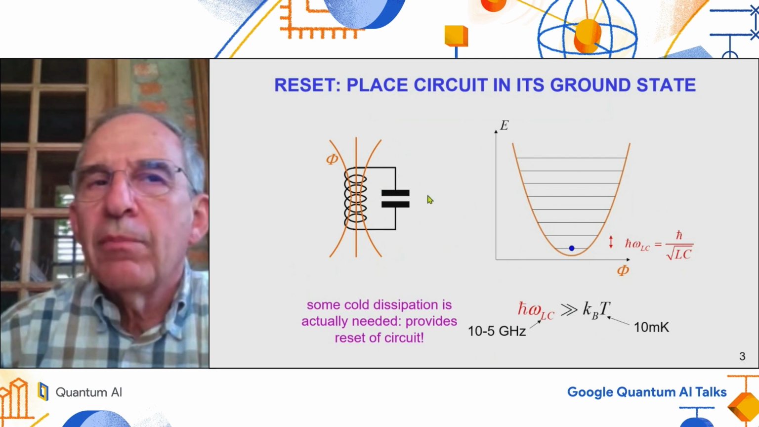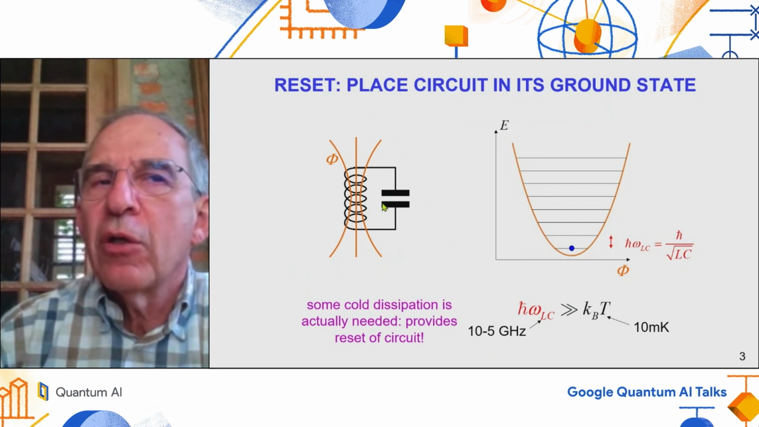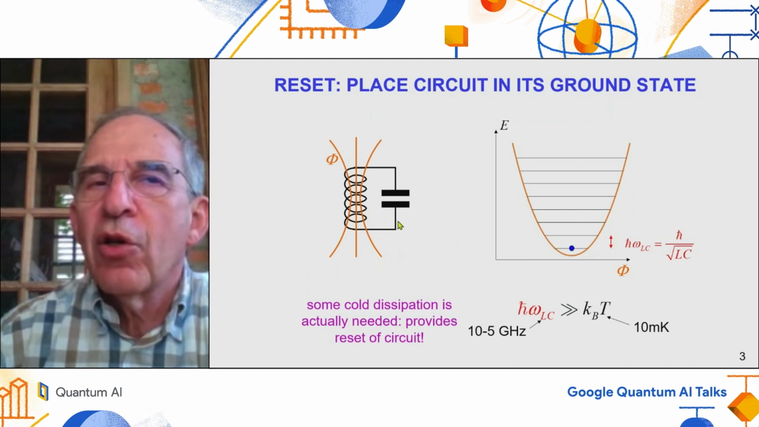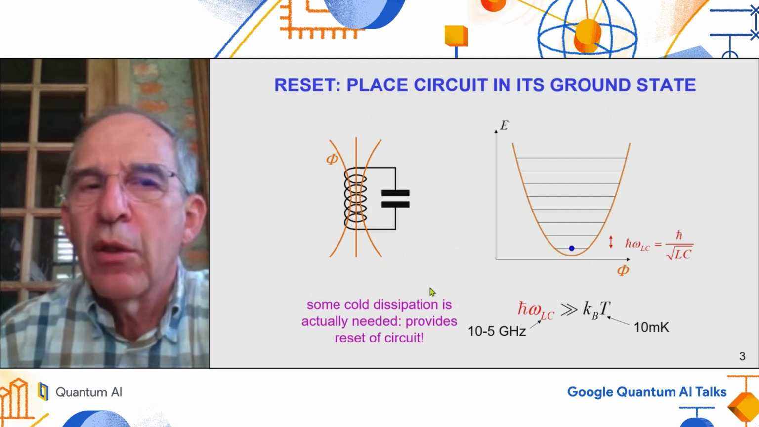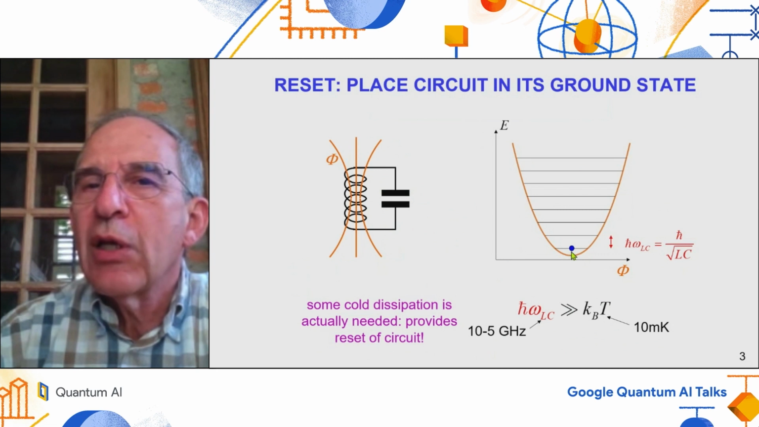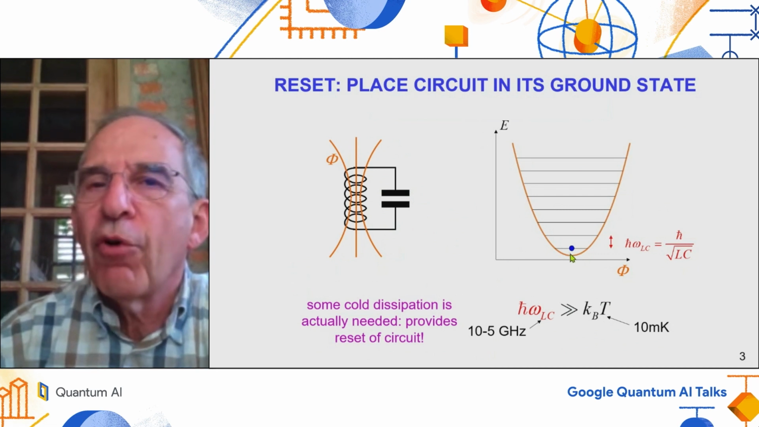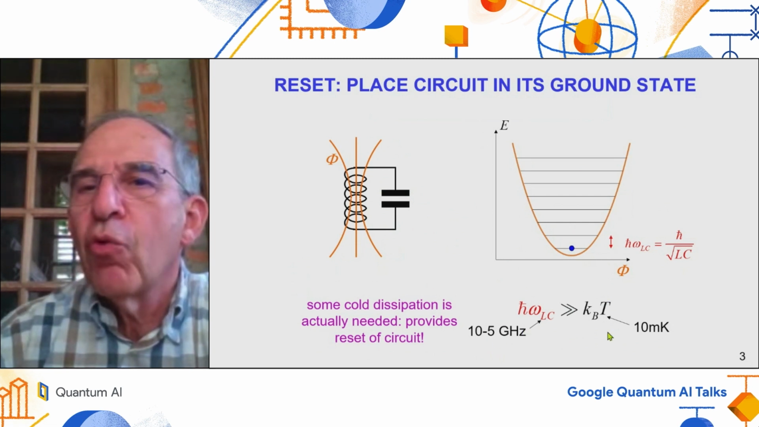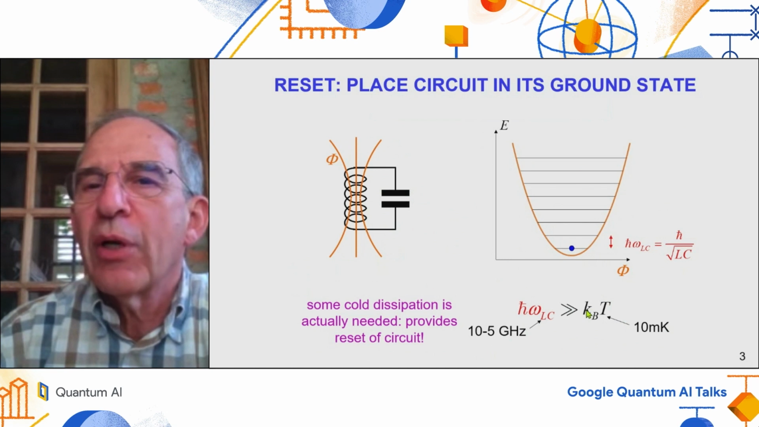In fact, what I said about dissipation being something which should be avoided is not completely true. You need some dissipation, but at the right moment, because you need to reset the circuit in the ground state. You need to start an algorithm from a known state, and the ground state is preferred. And this is possible when you are at dilution refrigerator temperatures, given the frequency of our circuits.